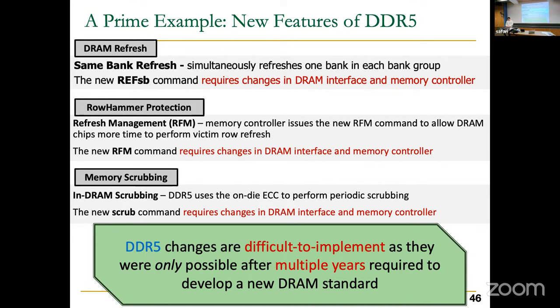Now, it's not like these changes were difficult to implement in the standard, but the standard encompasses too many things. It standardizes, for example, things about the analog operation of the signals. And basically the manufacturers have to get together and agree on a bunch of things. And this process takes a long time. And the new maintenance mechanisms that are required to make sure our chips are reliable need to wait before we standardize a new DRAM standard.